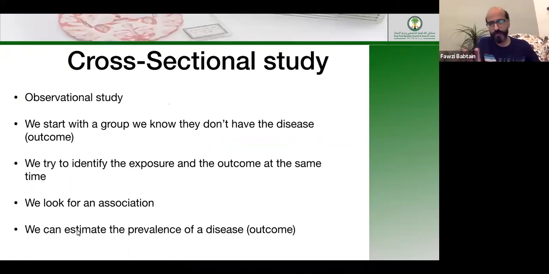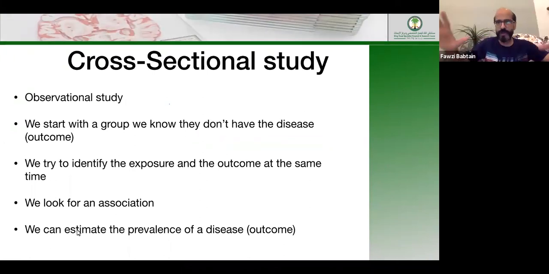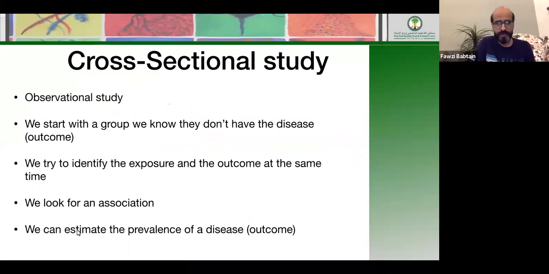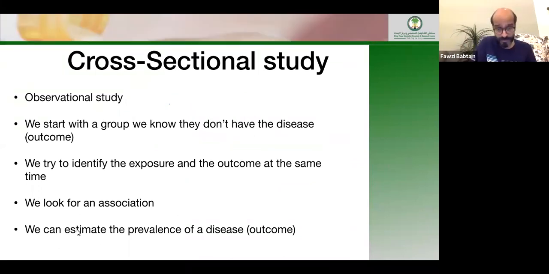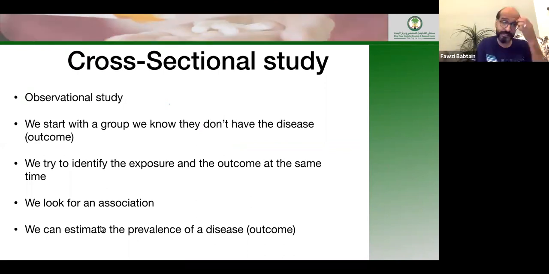I look for both. I don't start with the outcome. I look for the outcome, I look for the exposure. And here I can only estimate the association. I can come up with the prevalence, that's why sometimes it's called a prevalence study.